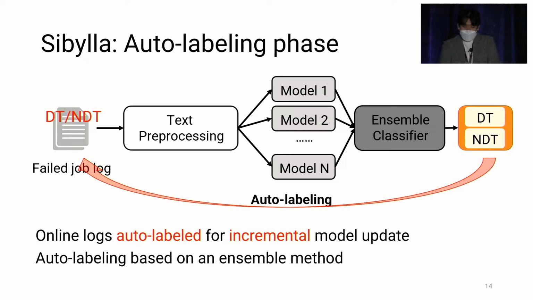Therefore, the decision by Sibylla is important, because a misprediction in one step leads to a cascading effect on Sibylla's future performance. To address this issue, we adopt a strategy where the classifier decision is made by majority voting from multiple models.